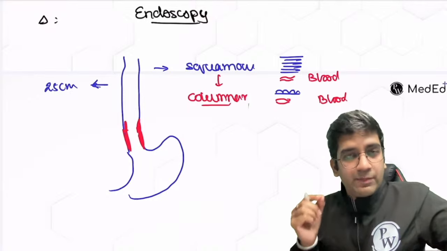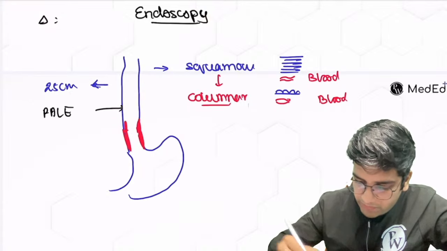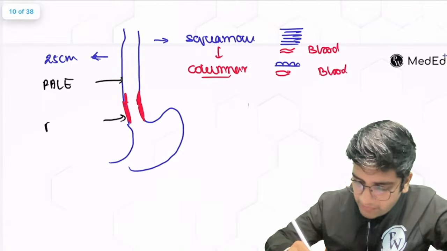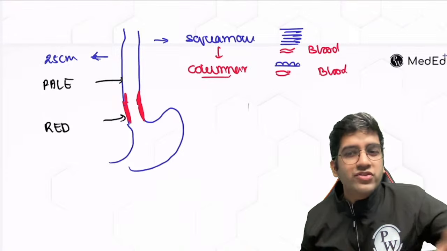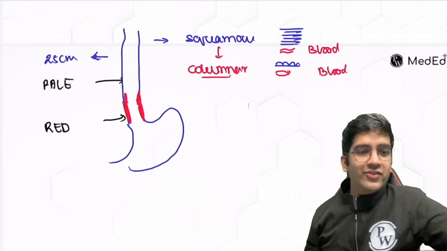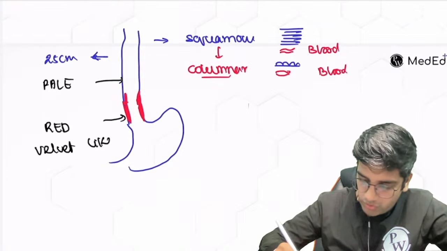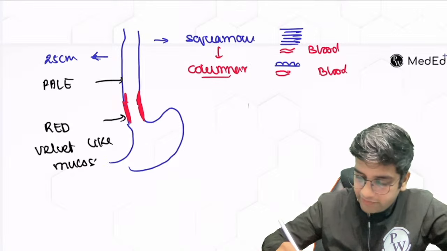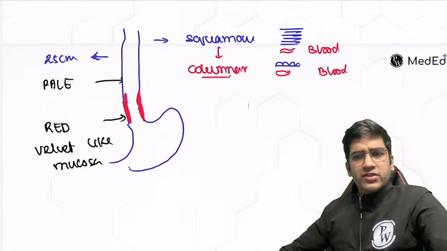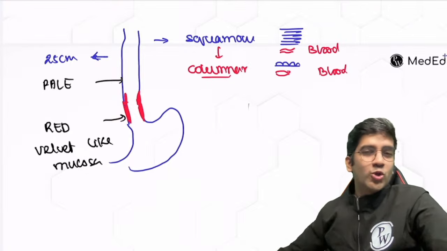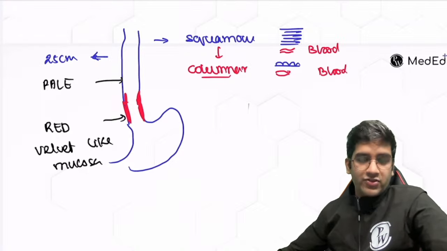Normally the esophageal mucosa is pale, and when you see a red color epithelium in the esophageal mucosa, the velvety one, the name is given for the mucin secretion, that's all. So it'll have a red velvet-like mucosa. That's a classical finding for Barrett's esophagus, right? Red velvet-like mucosa. So when the surgeon does your endoscopy, he or she will definitely say whether it is Barrett's esophagus or not. It's not a difficult thing to suspect Barrett's esophagus.